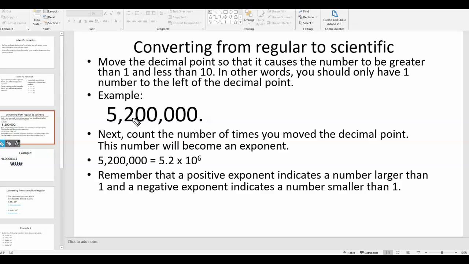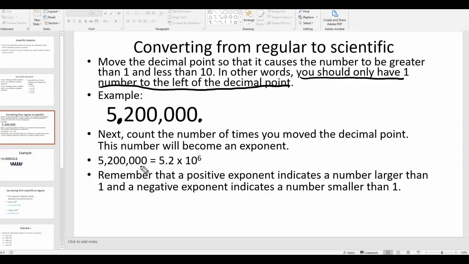This is 5,200,000. Let's say we want to write that in scientific notation because we know that'll be easier to write than 5,200,000. So we take our decimal point, and remember in scientific notation, you should only have one number to the left of the decimal point. In other words, we want that decimal point to end up right here between the 5 and the 2. That way we only have one number to the left of the decimal.